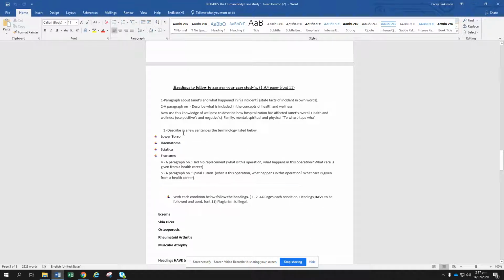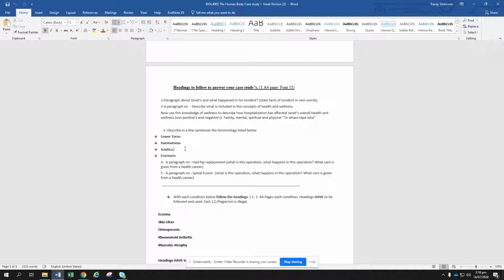Now, I want you to describe in a few sentences, maybe about 3 or 4 lines, lower torso. What does that mean to you? You know what lower means, and you know where the torso is. Put an image in and just describe where it is. Hematoma, probably a little bit more of a description. What does hematoma mean to you? What body system is affected, and how is it developed, and how do you get it, and what is happening once you've had a hematoma?